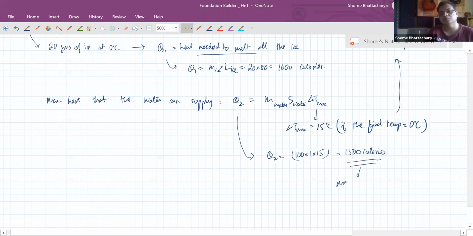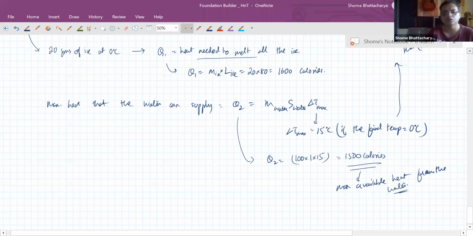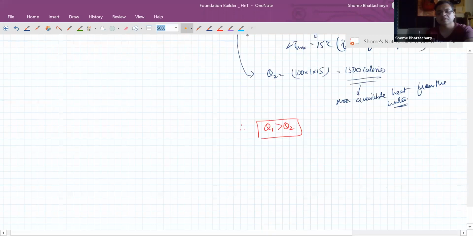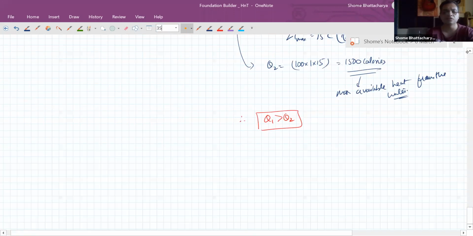This is the maximum available heat from the water. The water cannot give you more heat than 1500 calories because the temperature of the water cannot come down to anything below 0 degrees C. So therefore, you can see that Q1 is greater than Q2. The heat required to melt all the ice is more than the maximum heat available from the water. So this should give you a hint about what the final temperature is. Just go through this and try to interpret and tell me what the final temperature should be then.